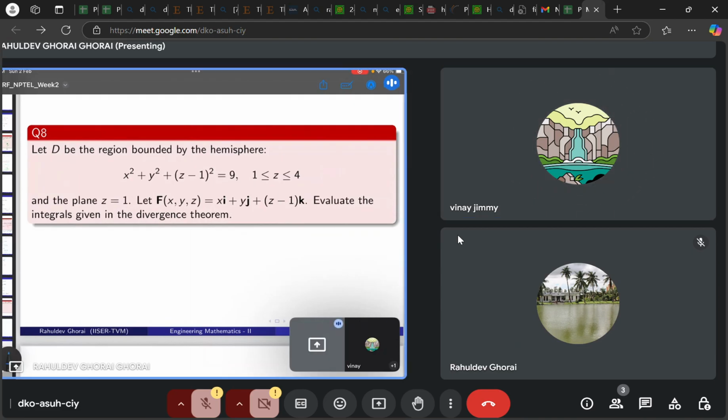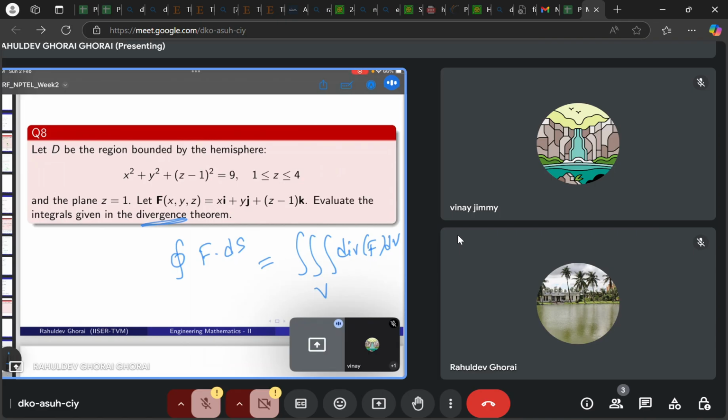No problem. You know the divergence theorem: the integration of F dot dS is equal to the triple integral over V of the divergence of F. Not curl, it is divergence, okay? Because it is the divergence theorem that is given. So you have to find these two, and you can check.